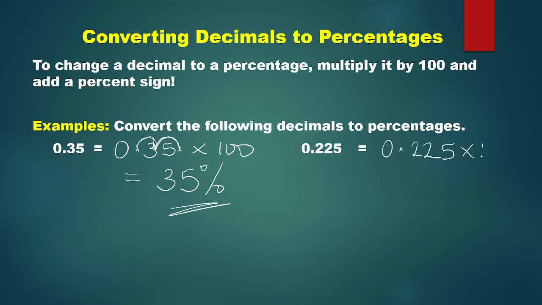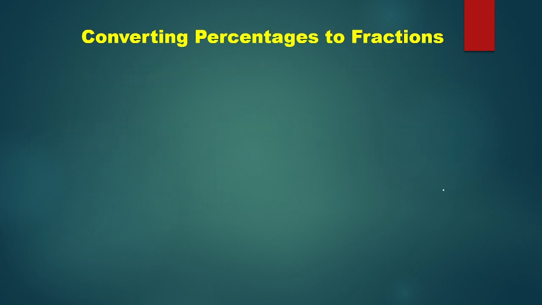Then 0.225 multiplied by 100. My point goes to the right twice. 1, 2. So my point is now here. My answer simply becomes 22.5%. Next, we are going to convert percentages to fractions.